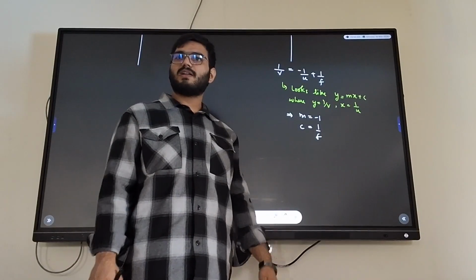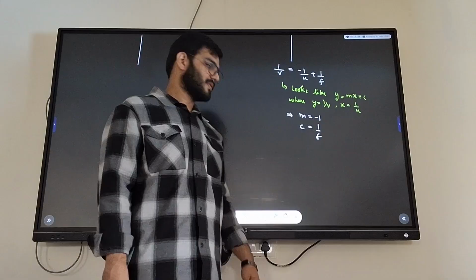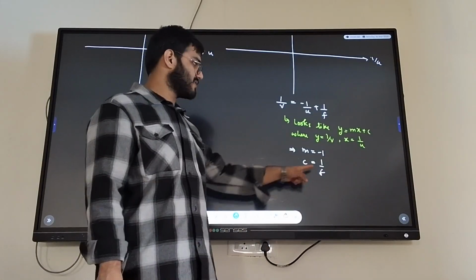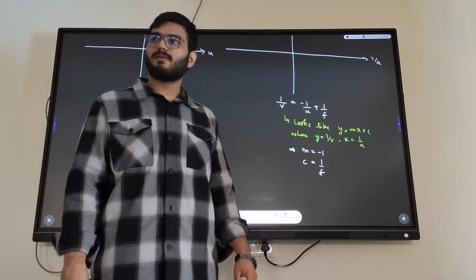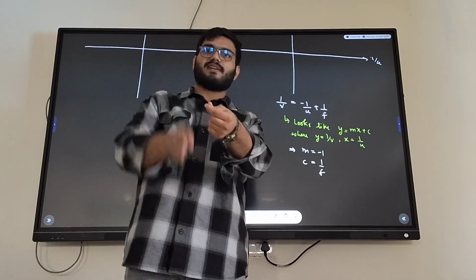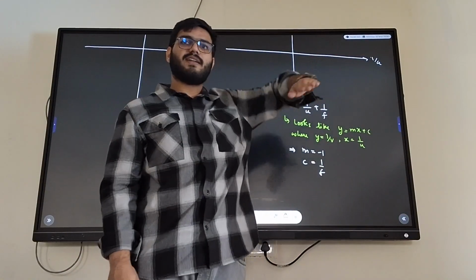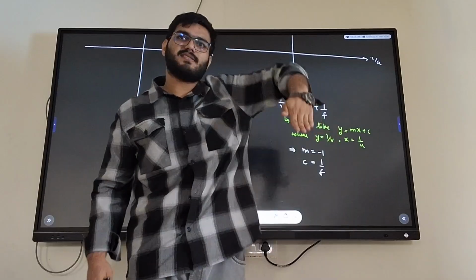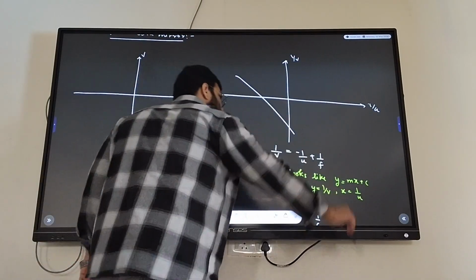For a concave mirror, is the focal length positive or negative? Negative. So this number is going to be a negative number. What does the y-intercept represent, by the way? The point at which the line cuts the y-axis. This is going to be a negative value, and the line is going to be a straight line falling like this. So the graph should look like this.